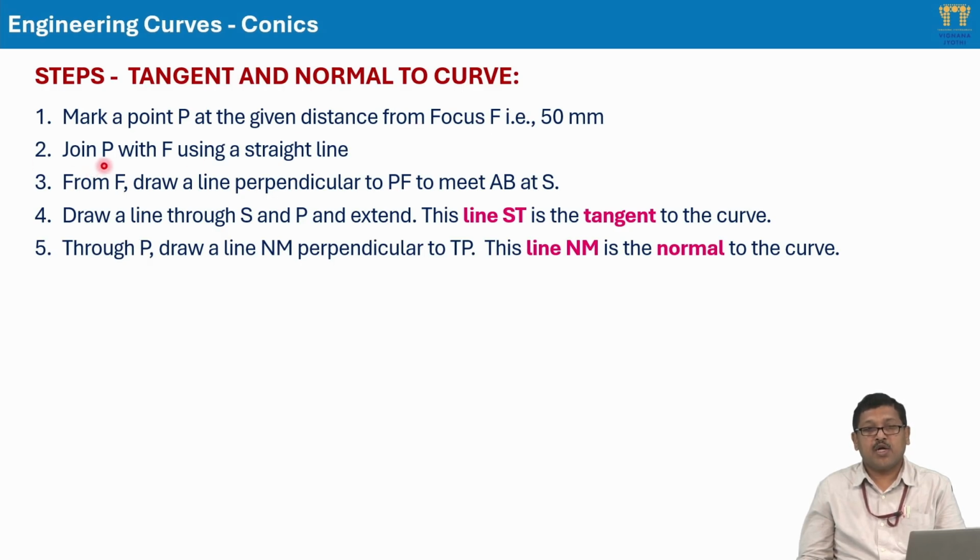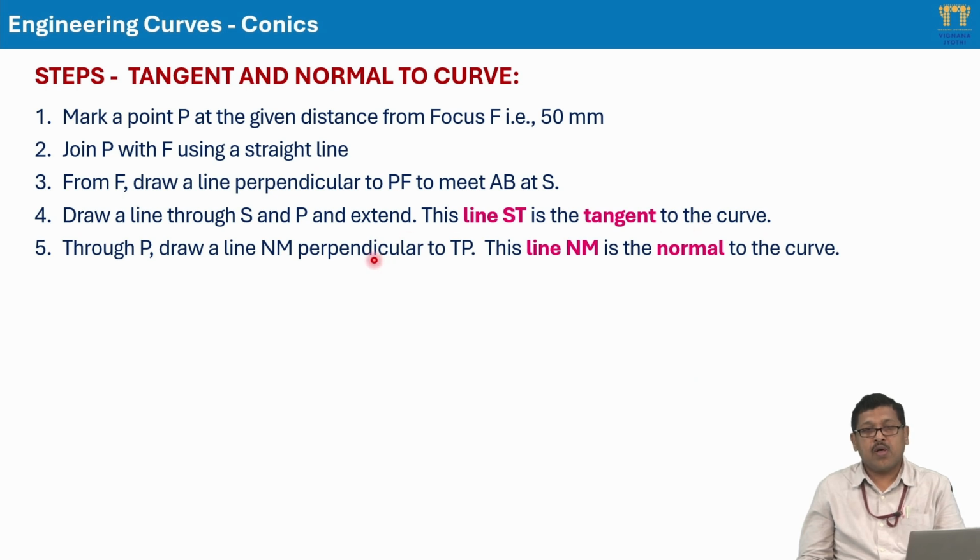Next, we join that point P with the focus F using a straight line. So we now get a new line which is PF. Next, from F, we need to draw a line which is perpendicular to the PF line. This line should meet directrix AB at S. Next, draw a line through S and P. So S is a point on the directrix, P is the point at which we want to draw the tangent and normal. So we connect S and P using a line and extend it. This line we'll call ST, which is nothing but the required tangent to the curve.